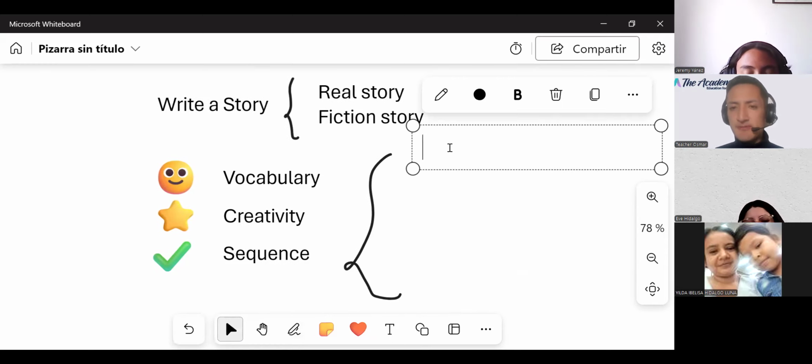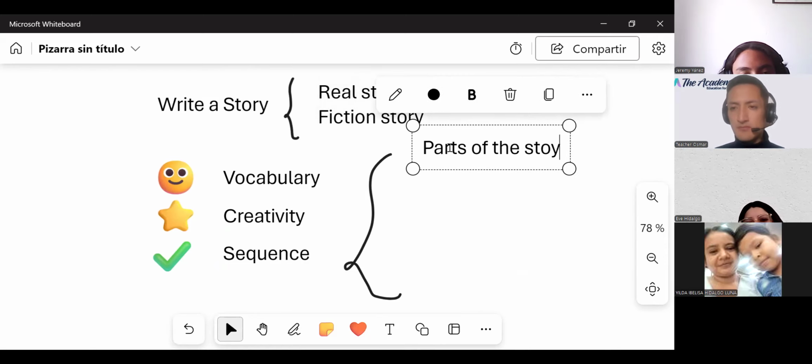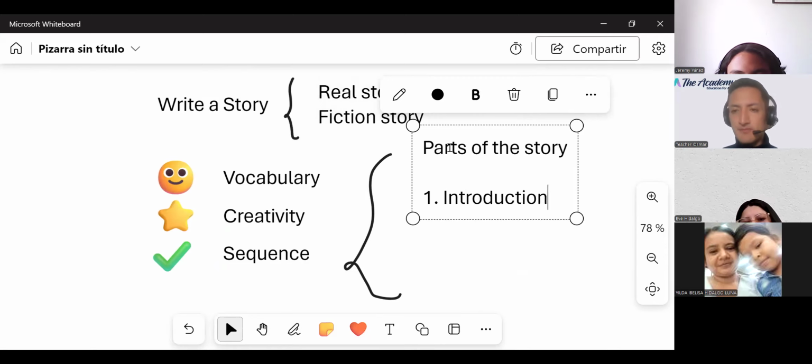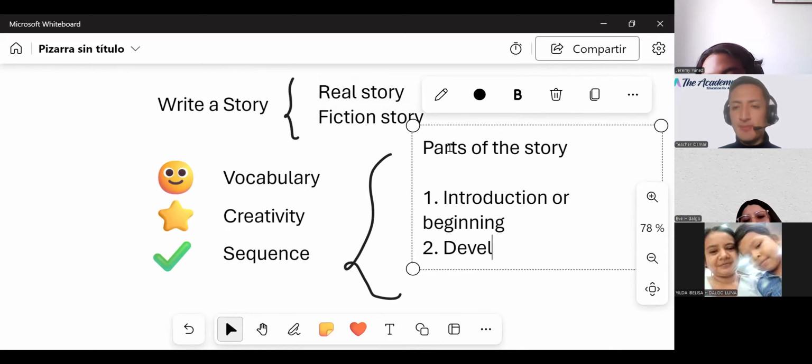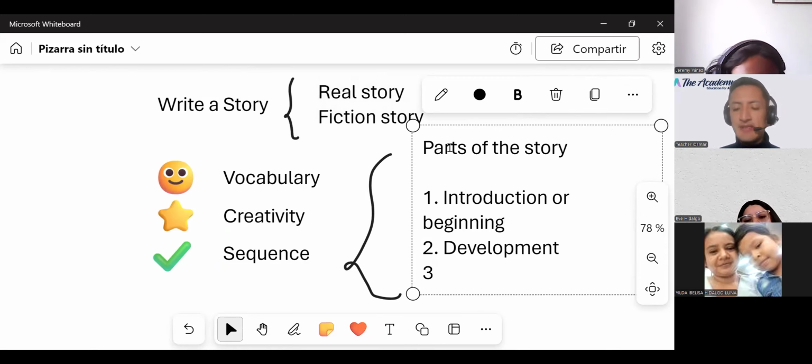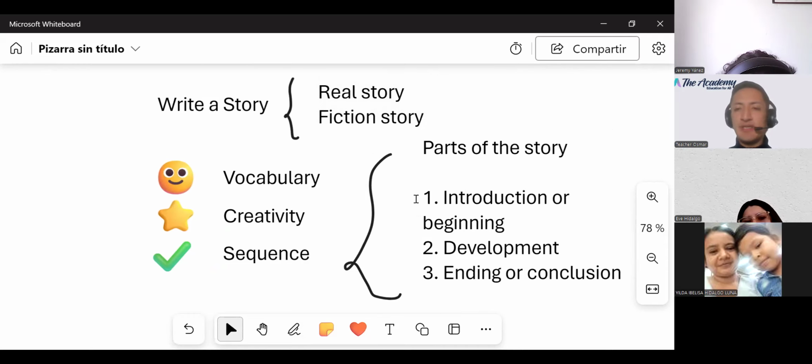Parts of the story, remember, we start with the introduction or beginning. Number 2, don't you forget the development of the story. And finally, the ending or conclusion. Introduction or beginning, development, and ending or conclusion, okay? So we are going to learn what are the connectors, what are the linking words that we can use to put a story in a really good sequence.